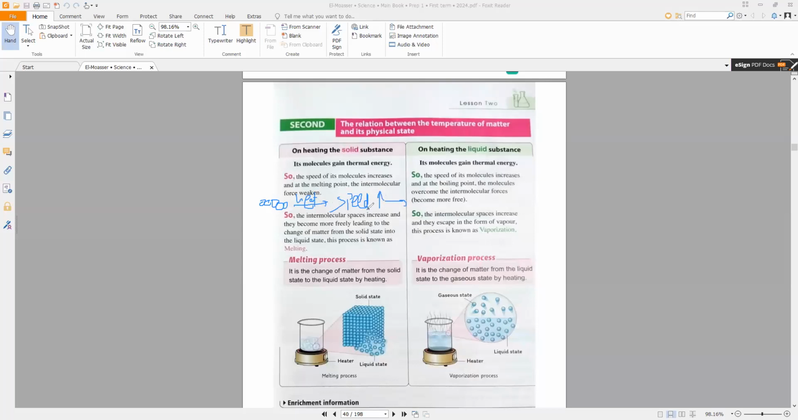When the speed increases, the intermolecular forces between these molecules will weaken, so the molecules will move far from each other. When the intermolecular forces weaken, the intermolecular spaces will increase. When the intermolecular spaces increase, they become more free. These are the properties of liquid.